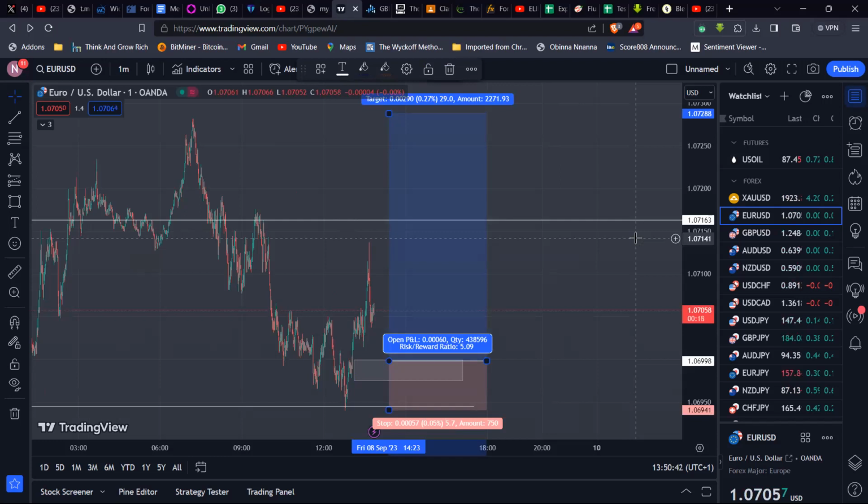Now, what is the disadvantage of this? Well, the disadvantage is that price may not come down here. It may just go up, in which case I don't take a trade. But if it comes down here and it gives me an entry, I'll make more.